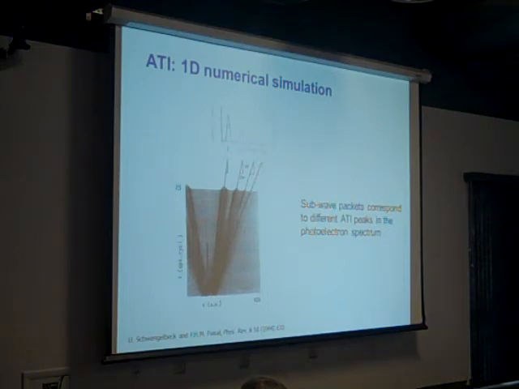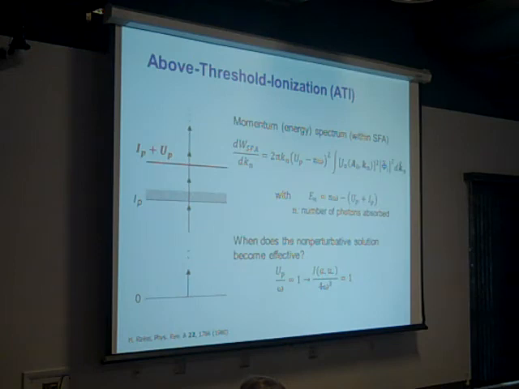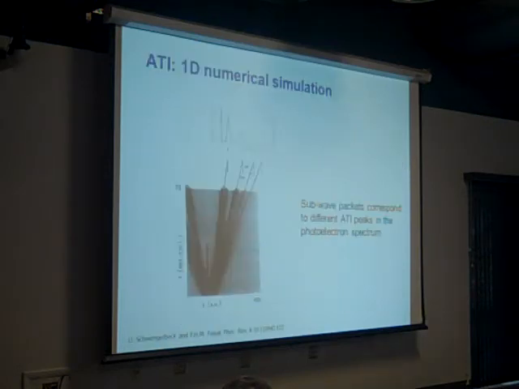So in numerical simulations, what we have seen before in this kind of theory, that we are absorbing n photons, n plus 1 photons, etc., we see directly from the formula. You can see it also from the numerical simulations. If you are looking at these kind of sub-wave packets, you see this kind of thing.